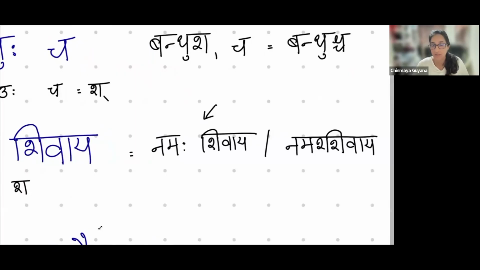But when they're chanting, you'll hear Om Namah Shivaya. You'll hear them pronouncing it more like this. It's not wrong. Then you'll also hear some people saying Om Namah Shivaya. You'll hear both.